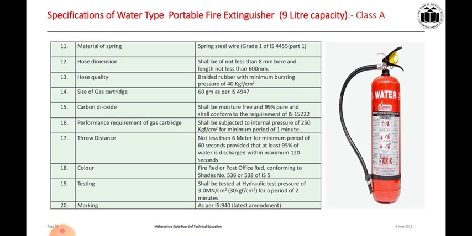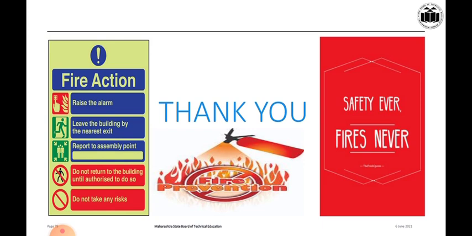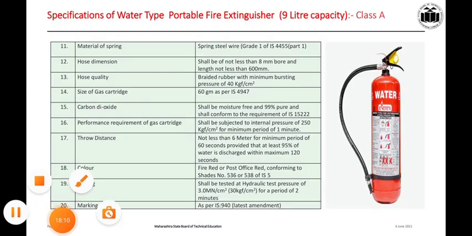Hose diameter, hose quality, size of gas cartridge, carbon dioxide, performance required of gas cartridge, throw distance, color, testing, marking. These are the things shown in the diagram. So this is nothing but the 9 liter capacity class A water type portable fire extinguisher, which is used at a number of places, commercial as well as educational institutes. This type of portable water type fire extinguisher is generally used.